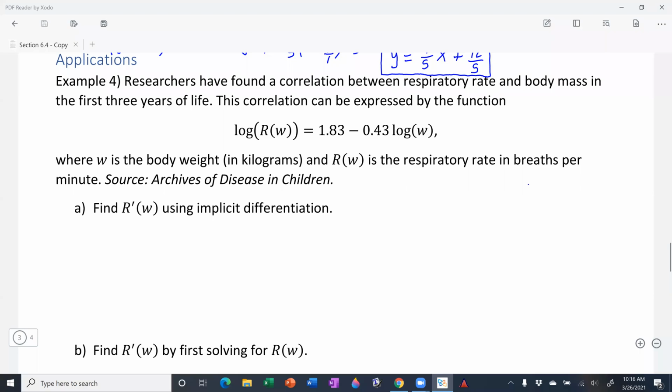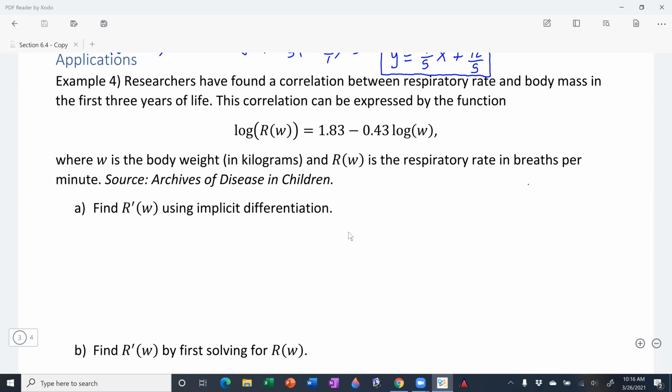Let's move forward in section 6.4 with some applications of implicit differentiation. All right, a couple of cool examples here. I'll probably make a separate video for each one. So let's start with example 4 here.